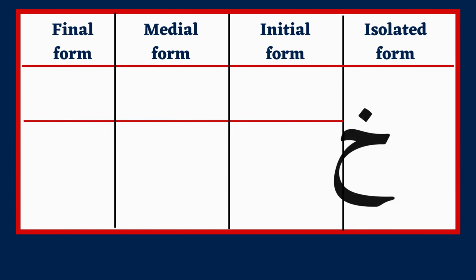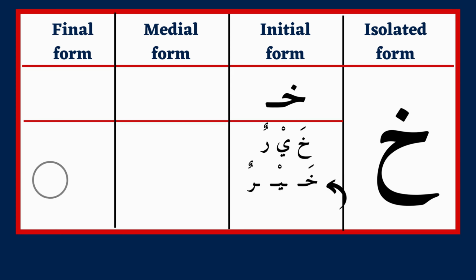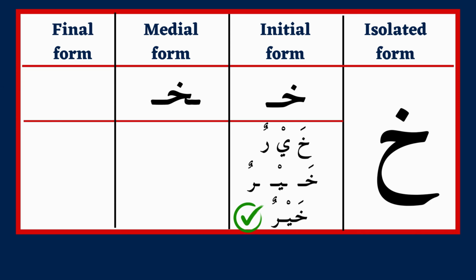Ka accepts joining from both the right and left sides, just like Jim and ha. When ka begins a word, see how we write it. The same rule of Jim and ha applies to ka as well. In the middle, we write it the same way we write Jim and ha.